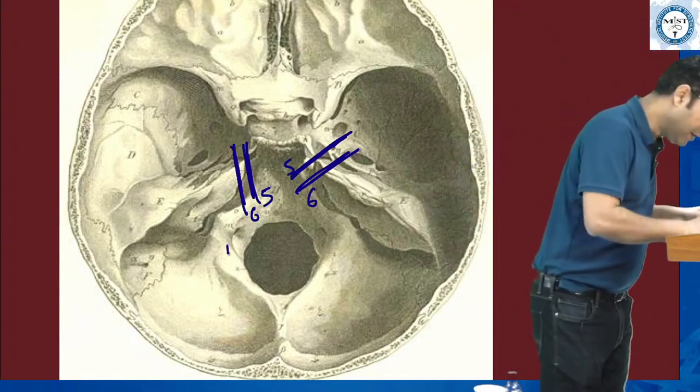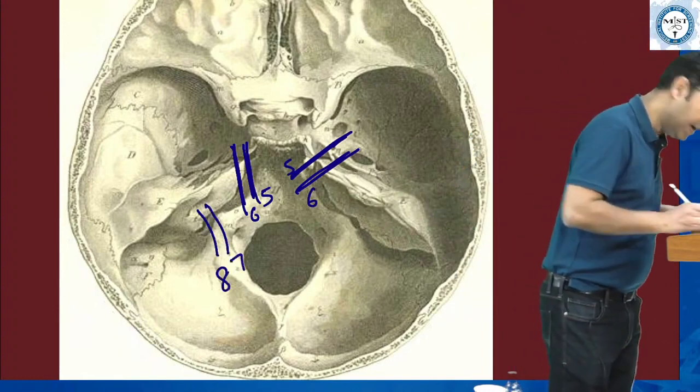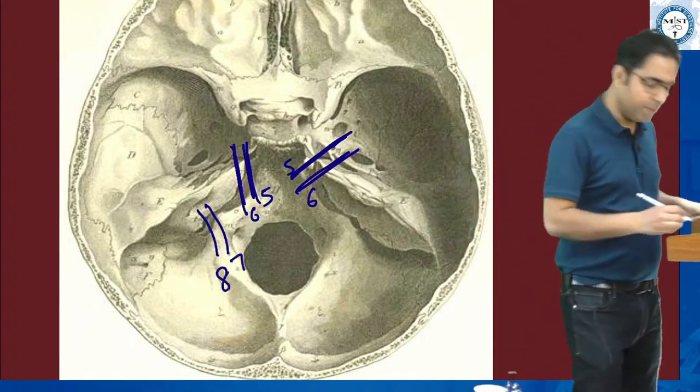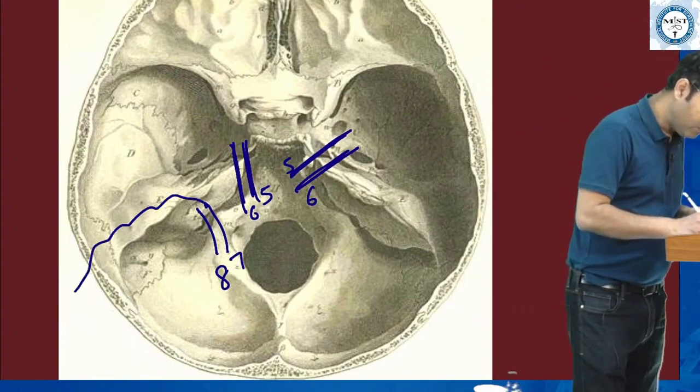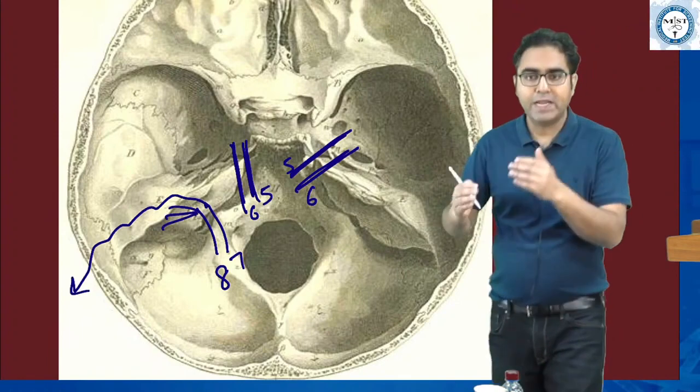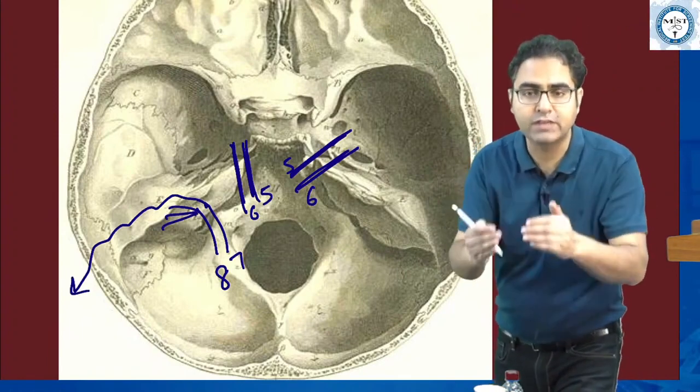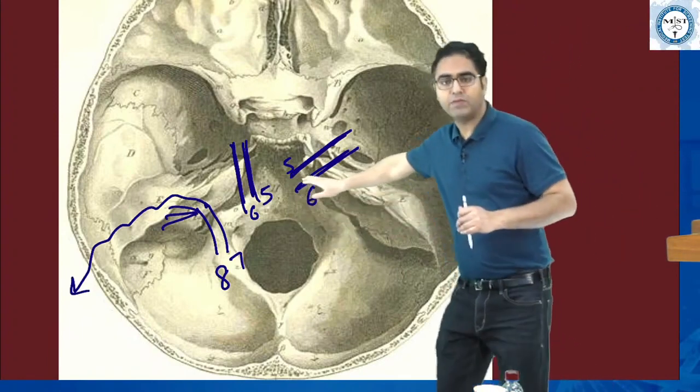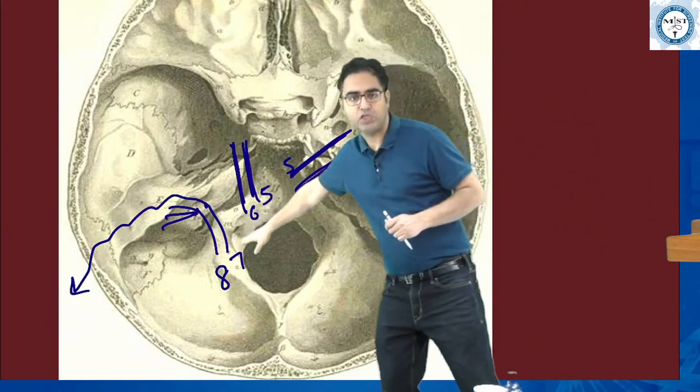Which two nerves enter the ear from here? The seventh nerve and the eighth nerve. The seventh nerve, the facial nerve, passes through the ear and comes out. The eighth nerve supplies the inner ear and finishes there. Can you maintain the continuity of thought? 5, 6, 7, 8: 5 trigeminal, 6 abducens, facial, vestibulocochlear.